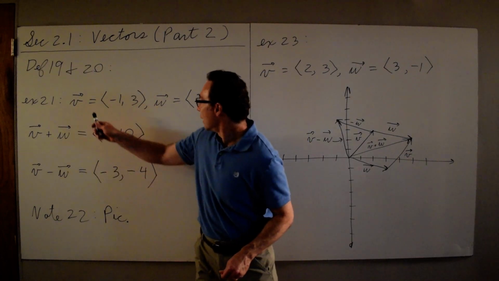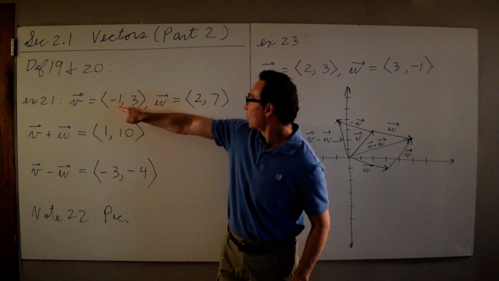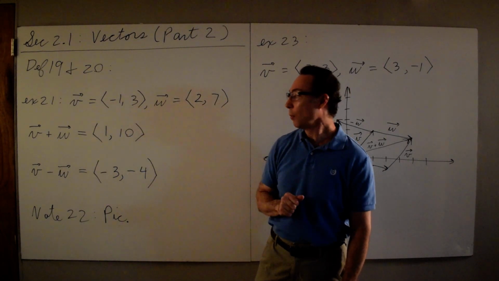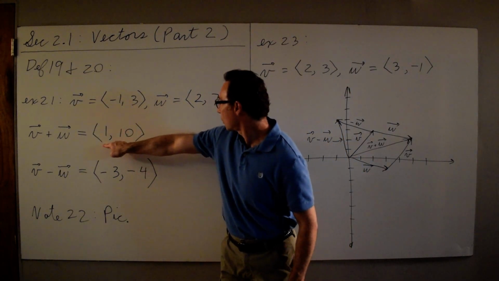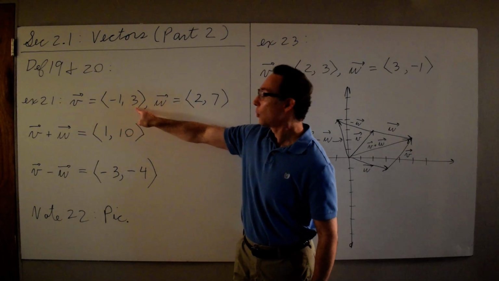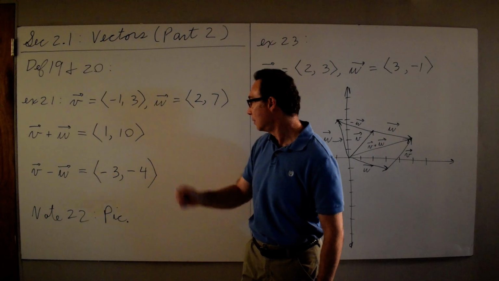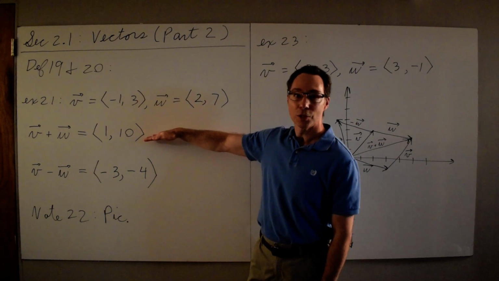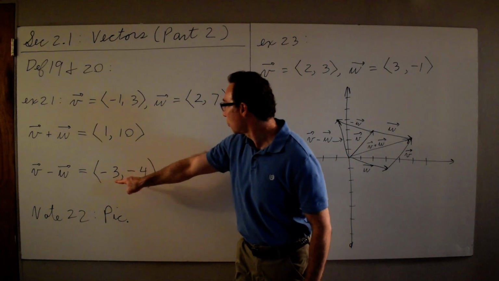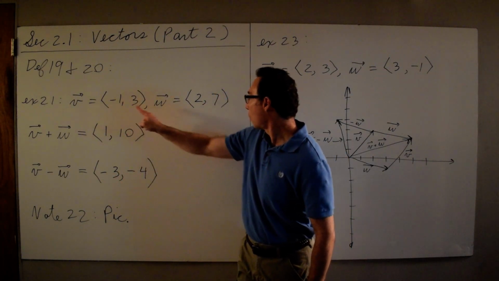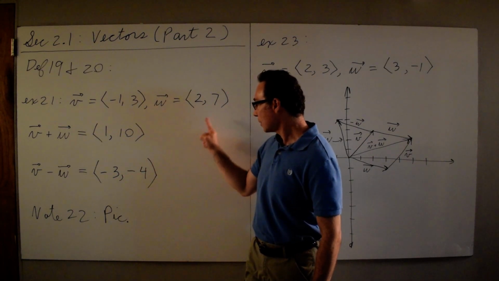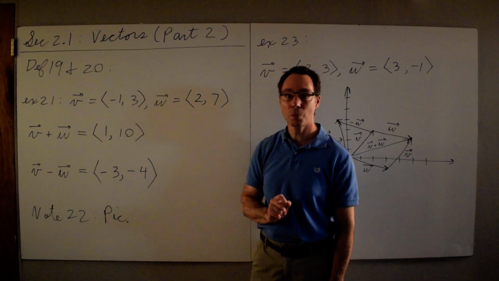So, example 21, v is our vector -1, 3, w is our vector 2, 7. What is v plus w? It's the vector 1, 10. -1 plus 2 is 1, 3 plus 7 is 10. So that is fairly simple. v minus w is a vector -3, -4. -1 minus 2 is -3. 3 minus 7 is -4.